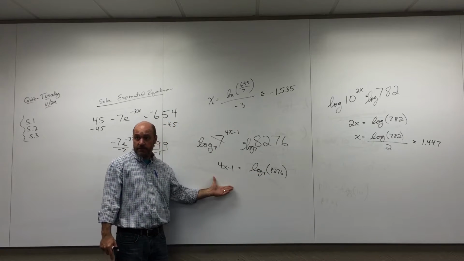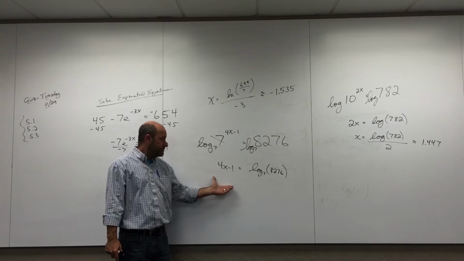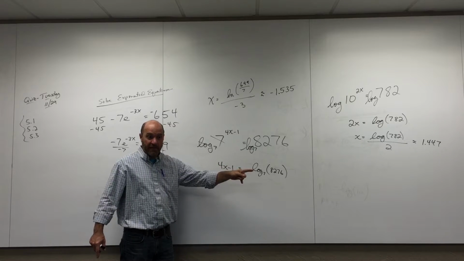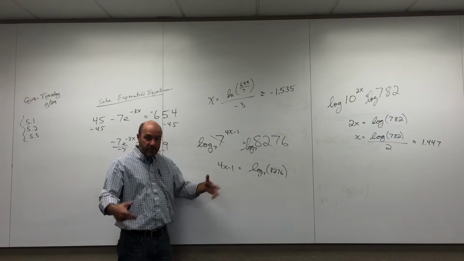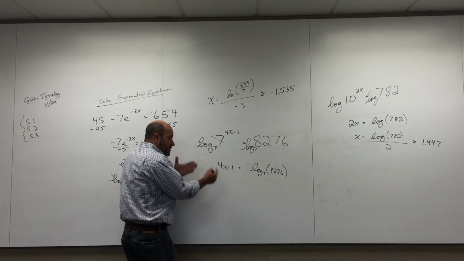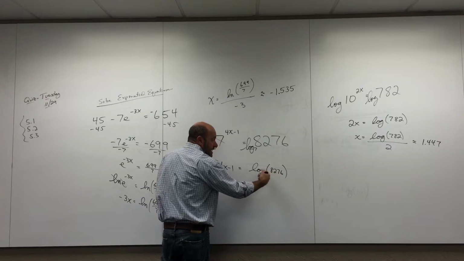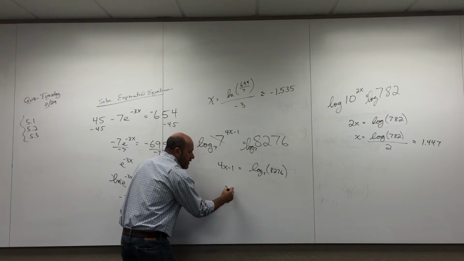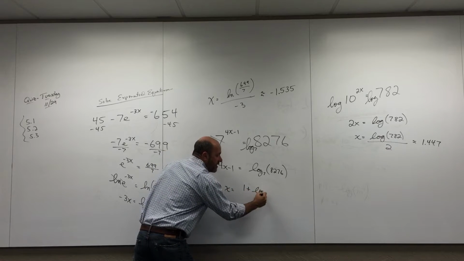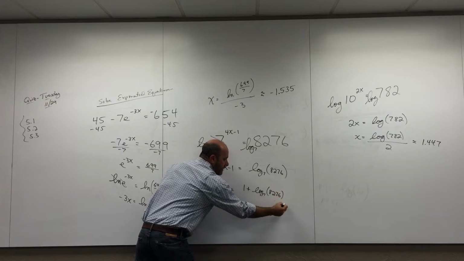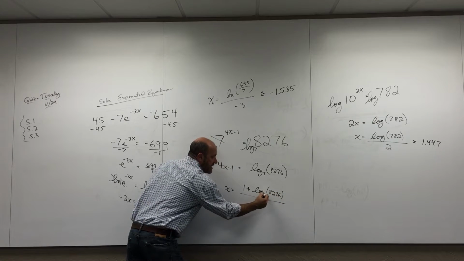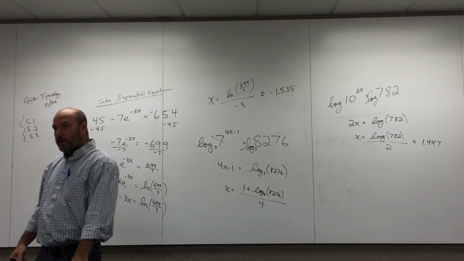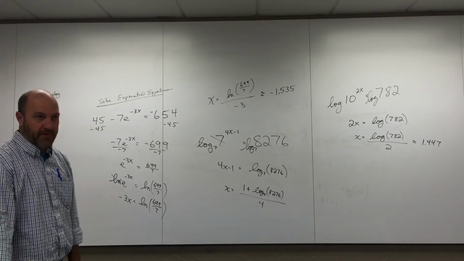What would you do next to solve for x? Add 1, and then divide by 4. Right. So I can solve for x, I can add 1 and divide by 4. Here you go: 1 plus this log, and then the whole thing divided by 4. This is a log base 7. I just can't do it because I don't have a button for it. I could guess, but I can't do it.